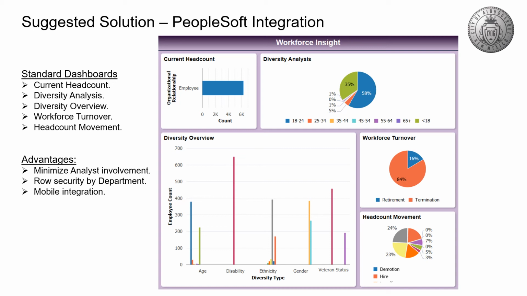So depending on the row security a user has in PeopleSoft, they will only see data for employees in their department. This has many advantages. It will minimize analyst involvement. So I really enjoy writing queries, but I don't need to write queries all day long. I'd rather have the end user use filters to download data that they need and empower them so that they don't have to ask me or my boss, the HRIS coordinator, for data.